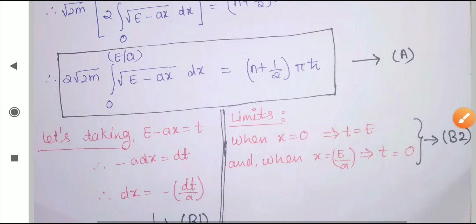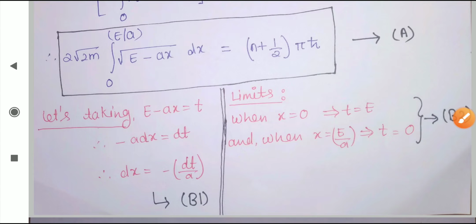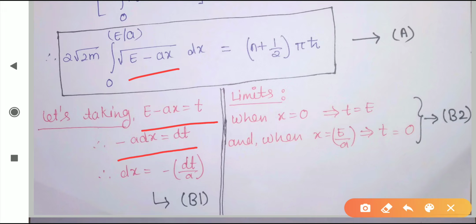So now to solve this further, we will do some steps. To solve this complicated equation easily, let us take e minus ax as t. Okay, and if I take the derivative of this, what will we get? Minus a dx, which equals dt. Okay, so if you solve this, what will we get? dx equals minus dt by a. This we will get after solving this.